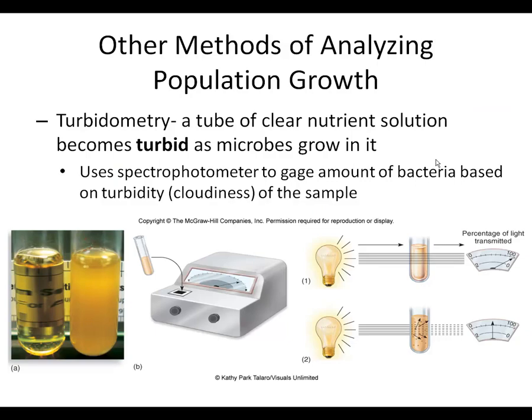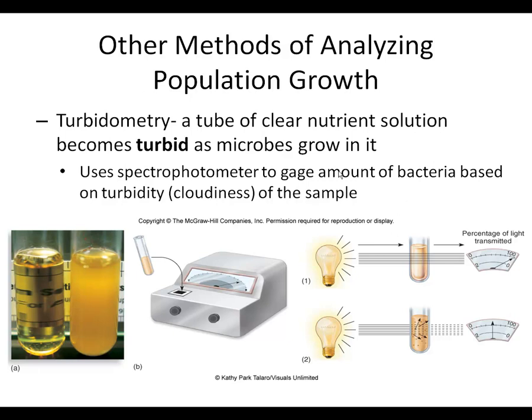We do have some other methods for analyzing population growth. One of these is we're going to look at the results from lab number 11 that we have done already, and one of the methods here is turbidity, and we're going to use something called the spectrophotometer. And the spectrophotometer basically gauges the amount of bacteria based on how cloudy or how turbid a particular substance is.